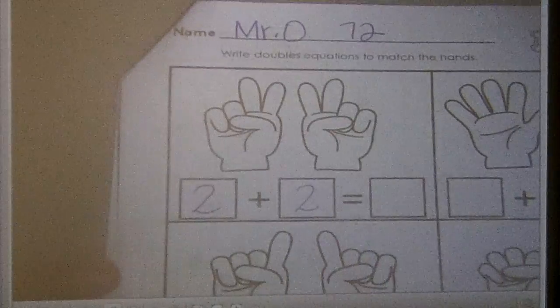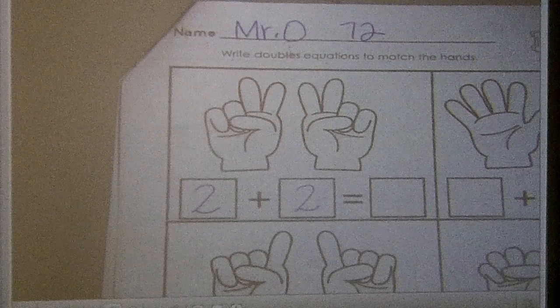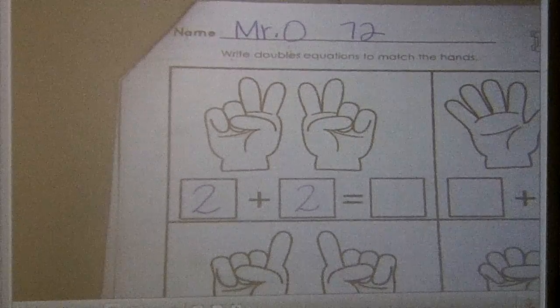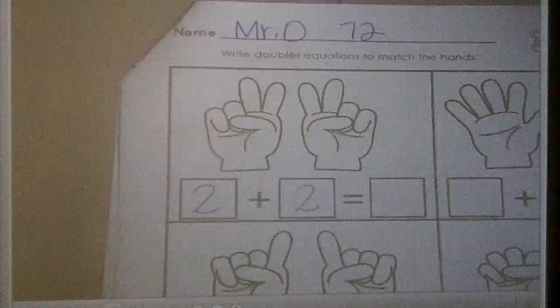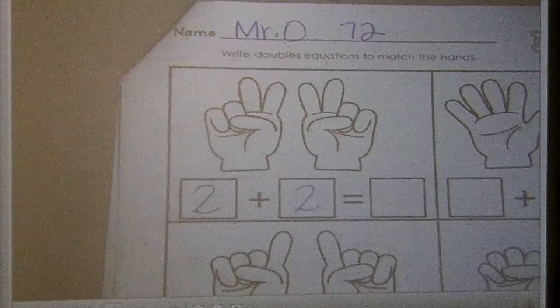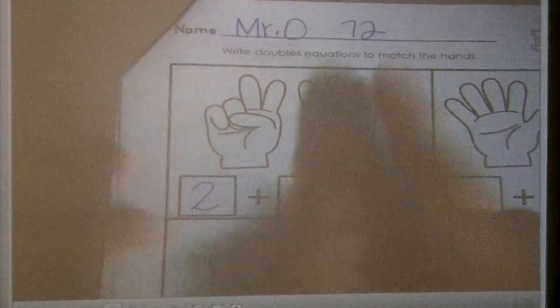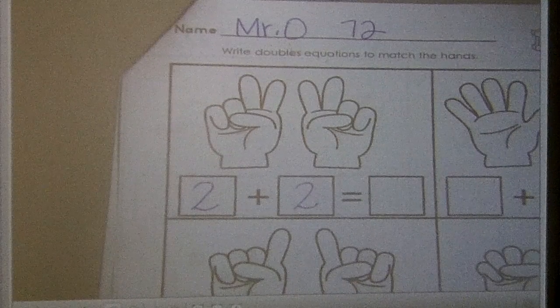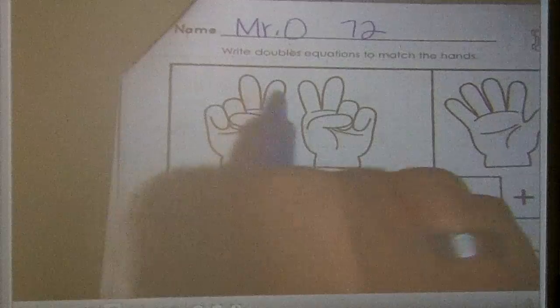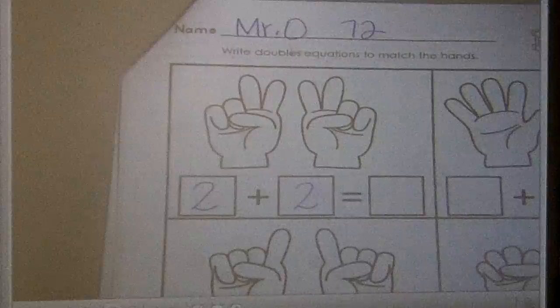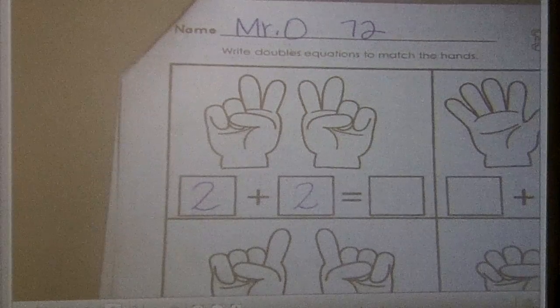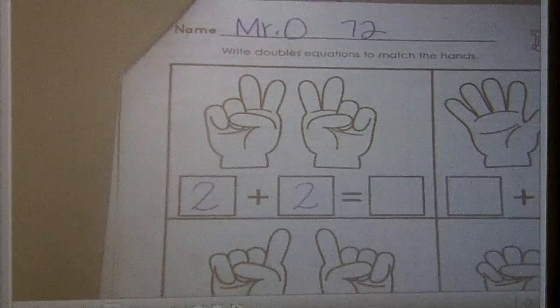Now, some of us might be able to do this in our brains. Some of us might be able to do this by using our fingers and putting our own hands to match the hands here. That's also a way to do it. Some of us will just count all the fingers that we see here, and some of us might not be able to do that, and that's okay. Some of us might want to use a 10 frame.